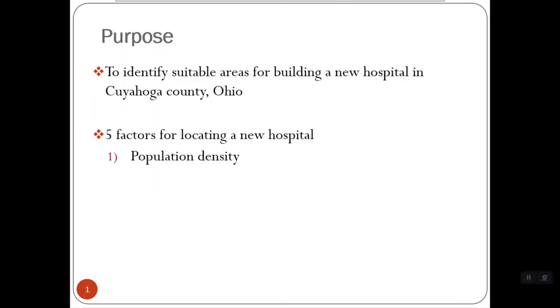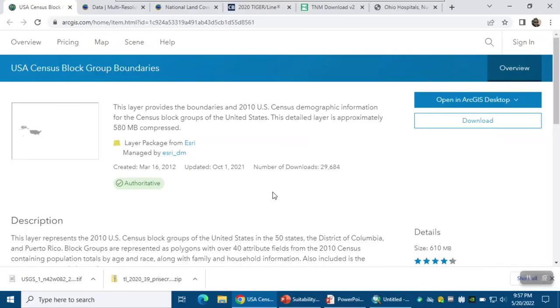Obviously, the hospital should serve a large population. You can download the population information at the block group level across the United States from this website, arcgis.com. Then you can select out your study area, for example, Cuyahoga County, using the clip feature in ArcGIS. And block group is the smallest geographic unit that the Bureau publishes sample data for, and each block group has a population of almost between 600 to 3,000 people.